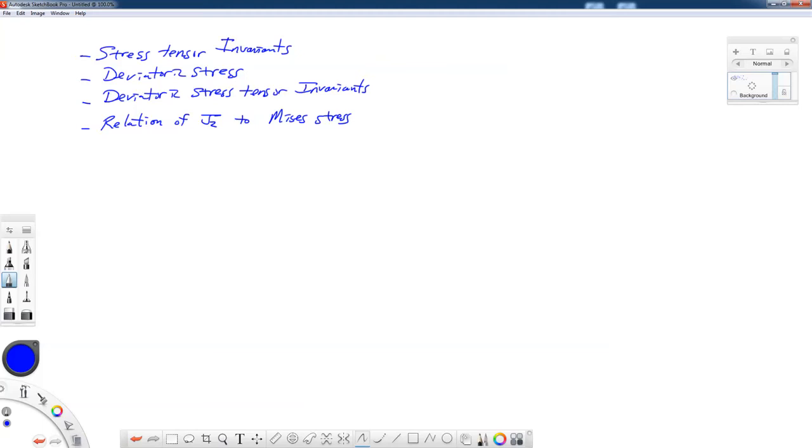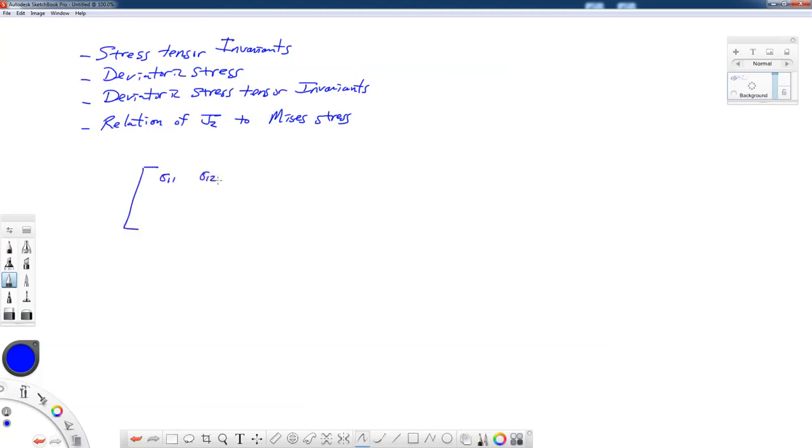But for now, we're going to take the perspective that we have already derived the stress tensor and that we have some understanding of the stress tensor invariants and what that means. But I'm going to go ahead and write it down here. So if we want to find the invariants of the stress tensor, let's just write our stress tensor here.